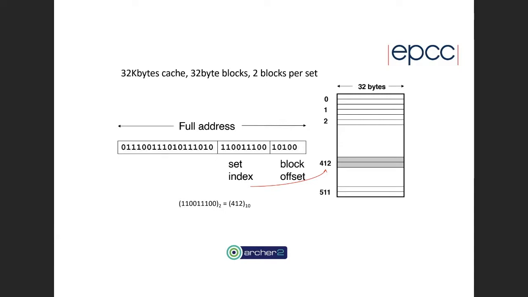Okay, so example here. Suppose we had a 32 kilobyte cache with 32 byte blocks and 2 blocks per set. Here's the diagram of our cache on the right. Each block is 32 bytes wide, and these blocks are paired up. So every 2 blocks makes up a set. Down the left-hand side there, we have the set index. So for a 32 kilobyte cache with this block size and set size, we'd have 512 different sets.